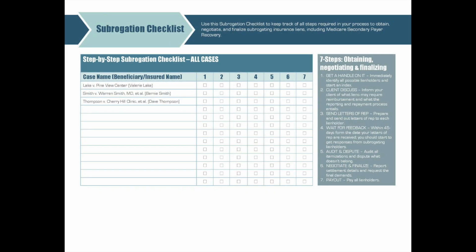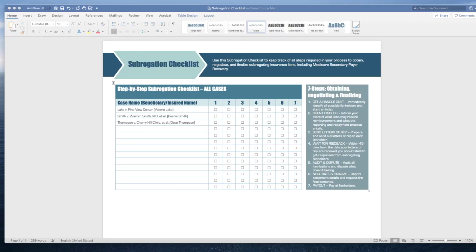And if I haven't supplied enough templates and information already, I've got one more for you, the most important template of this entire video, which is my subrogation checklist. So here's how the subrogation checklist works. Just enter in your case name and the beneficiary or insured's name. Keep track of where you are step by step and keep a snapshot of all of your cases in one form. Just a little something to keep you ahead of the game and organized.